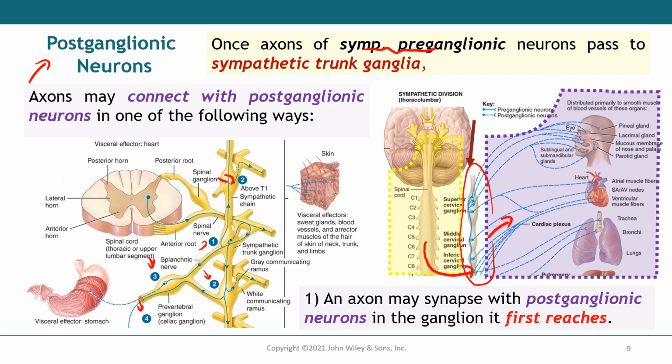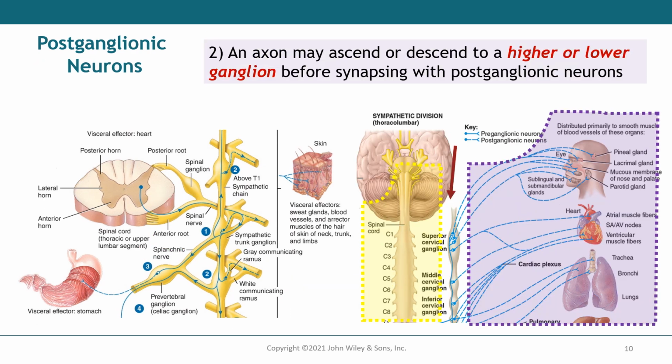For example, the first one shows you that the axons of the preganglionic neurons are not going to look for a specific ganglion. They will synapse with the postganglionic neurons in a ganglion that is not specific. It is the opposite: it is the first one that they reach. So I just told you that the impulse is traveling, and when it reaches the trunk, it's not going to look for a specific ganglion. It's going to look for the first one that it reaches.